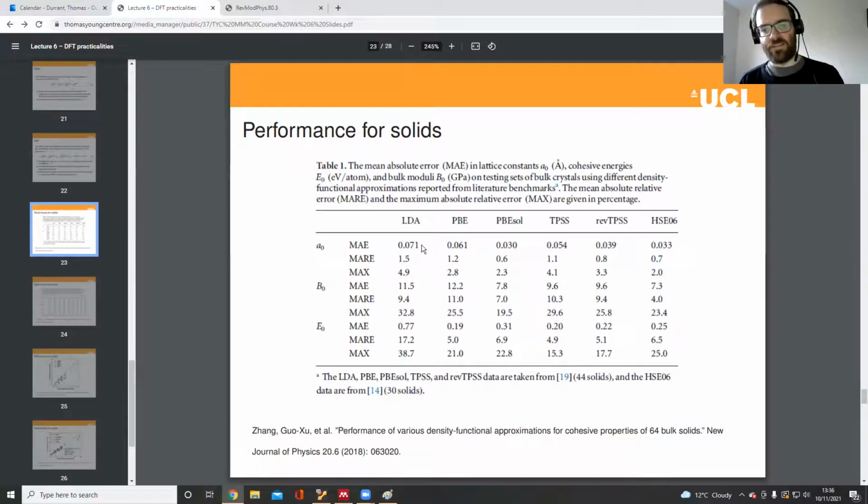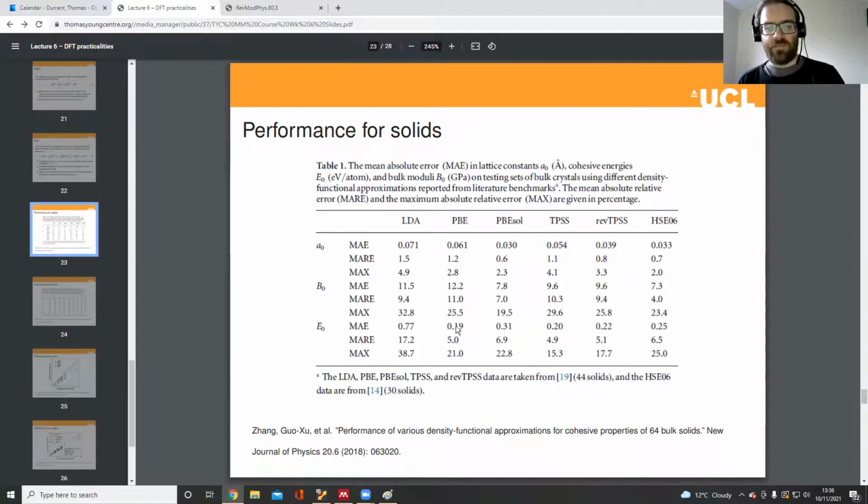Generally speaking, LDA is better at metals. PBE is a bit more transferable to less metallic situations. Now, PBEsol is a different parameterization of PBE that was fitted to be better at lattice constants. And that's what you see here. It's actually much better at describing the lattice constant of these materials.